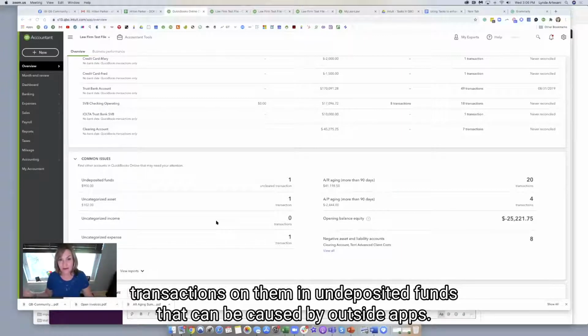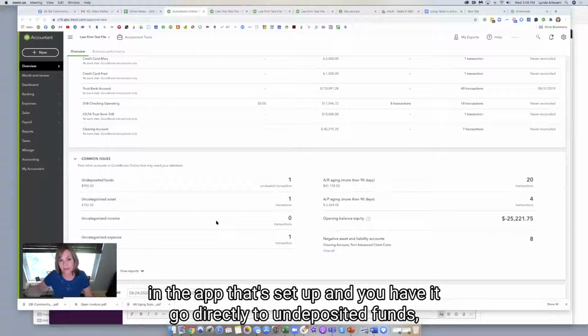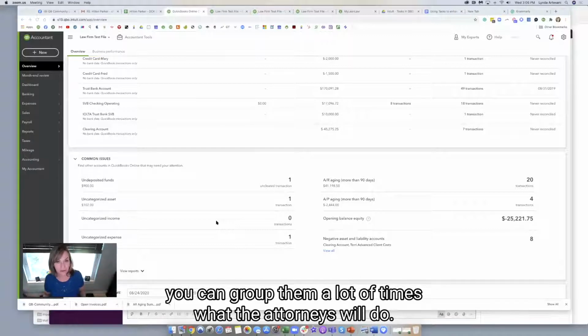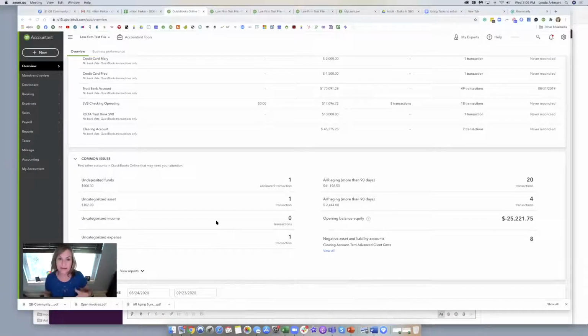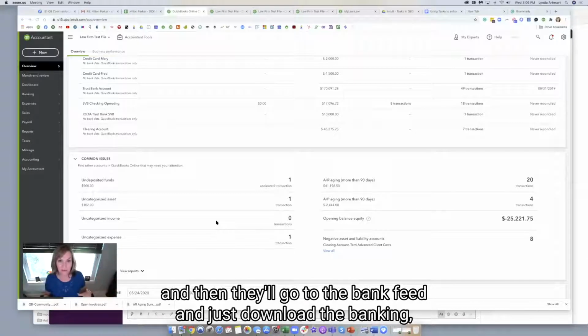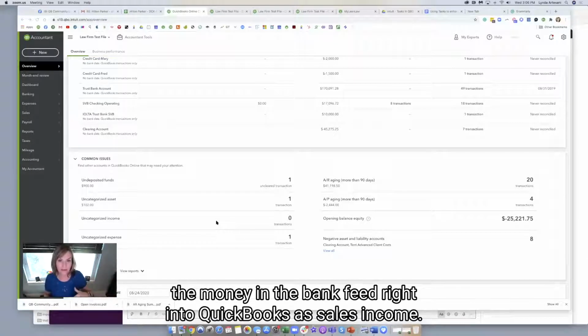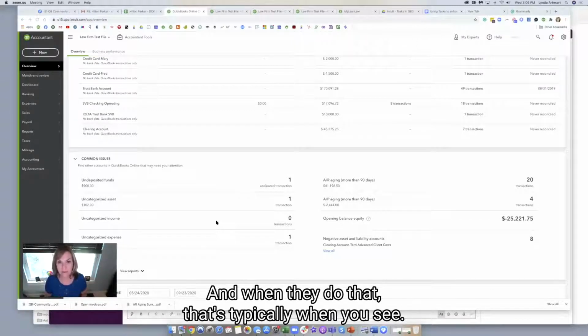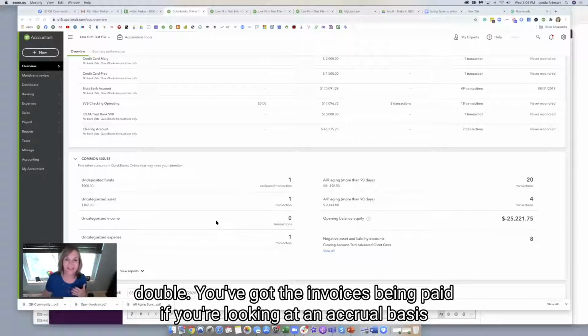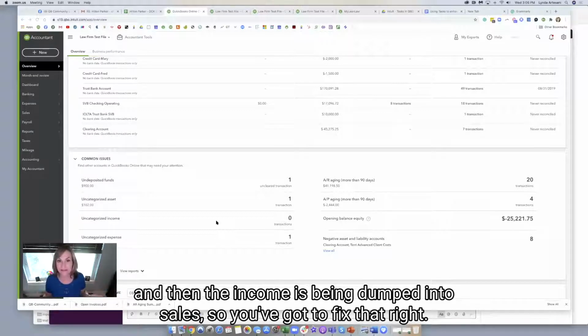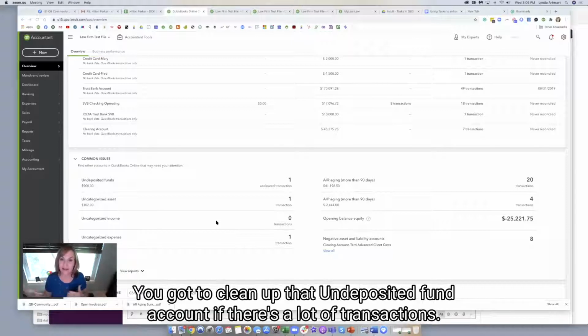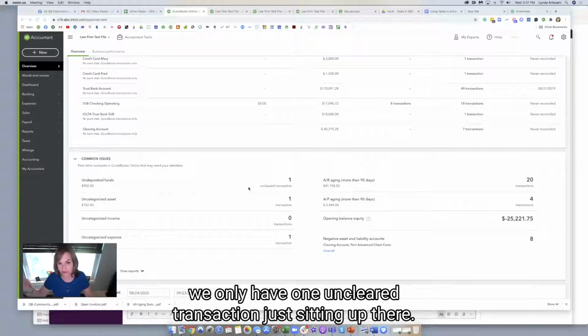That can be caused by outside apps. So if you have a feature in the app that's set up and you have it go directly to undeposited funds so you can group them, a lot of times what the attorneys will do is they'll connect it, follow the default settings, and then they'll go to the bank feed and just download the money in the bank feed right into QuickBooks as sales income. And when they do that, that's typically when you see double. You've got the invoices being paid if you're looking at it as an accrual basis, and then the income is being dumped into sales. So you got to fix that, right? You got to clean out that undeposited fund account if there's a lot of transactions. Fortunately, in this one, we only have one uncleared transaction just sitting up there, and we would address that as well.